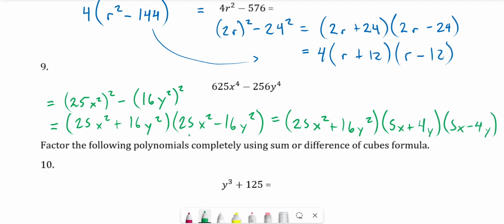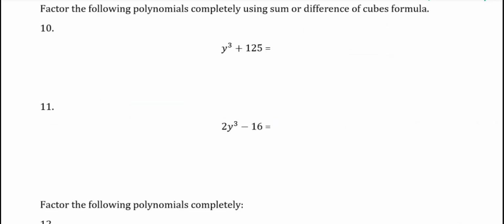So not just one application, but 2 applications of the difference of squares formula were possible. So the next two want us to use the sum and difference of cubes formula to factor these 2 polynomials. Let's either learn or recall the definition for the difference of cubes formula.